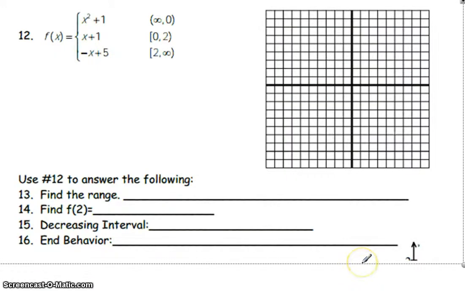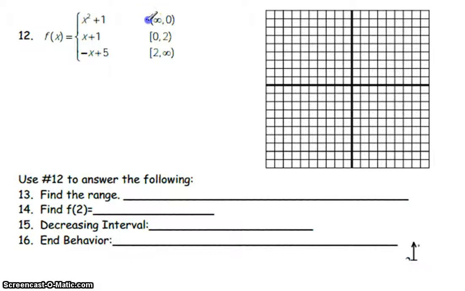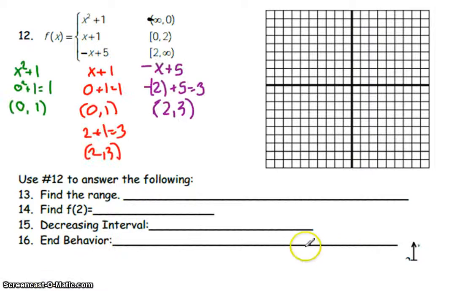Here is number 12 from the homework. This right here is supposed to be a negative infinity. What I want you to try right now on your own is to find the coordinate points we are going to use for the first expression, the second expression, and the third expression. Okay, here are our points.